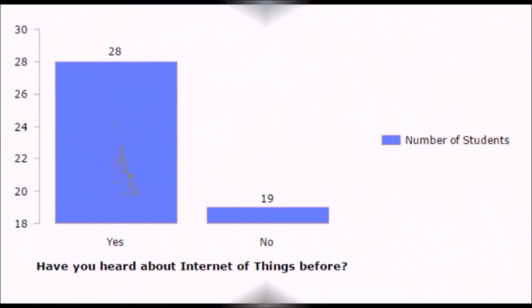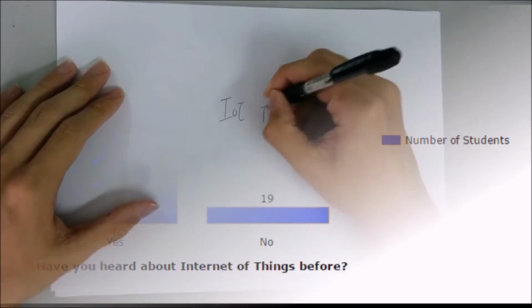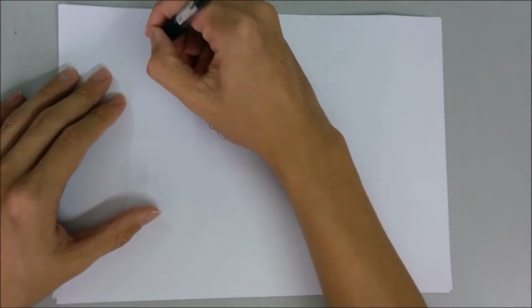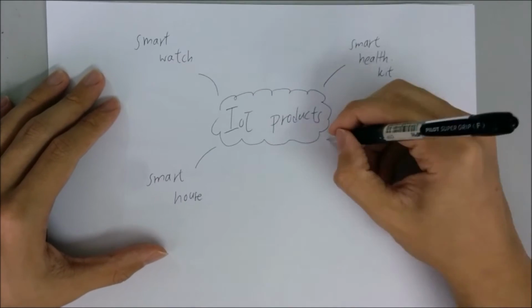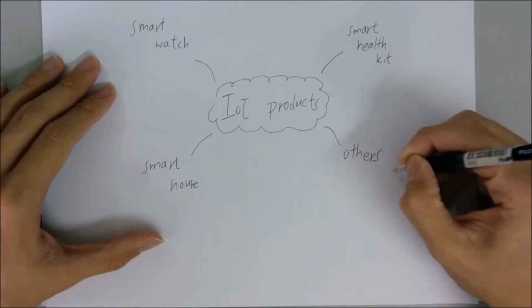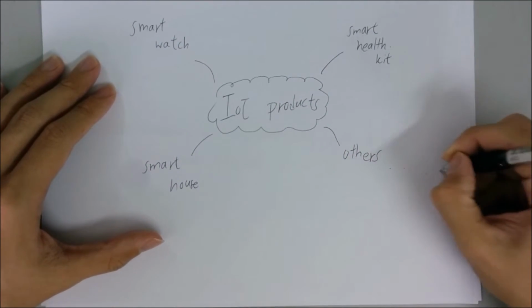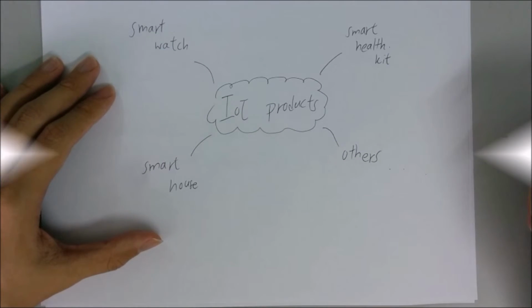As we can see, 28 students out of 47 students responded that they knew about Internet of Things, and that makes it 60% of the students actually heard about Internet of Things. We then list a series of products ranging from smartwatch, smart health kit, smart house, and others to see whether the students are exposed to any of the Internet of Things related products before.